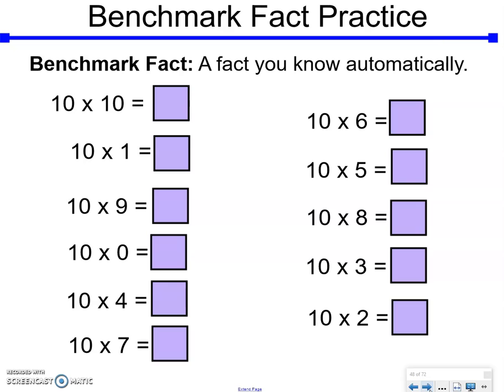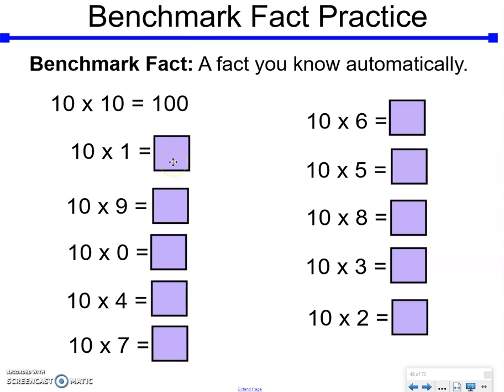Here are some benchmark facts that we're going to practice right now. As you can see, these are all 10s facts. We're going to practice the first few together, and then you will complete the rest on your own. 10 times 10. I know that 10 times 10 means there are 10 squares in each row and 10 rows. It's 10 tenths. 10 times 10 equals 100.